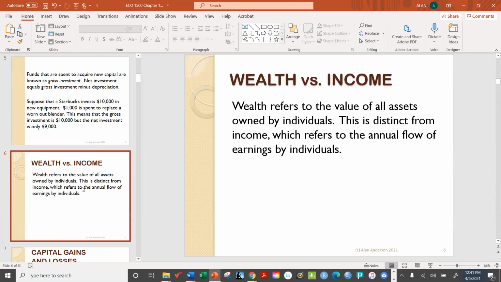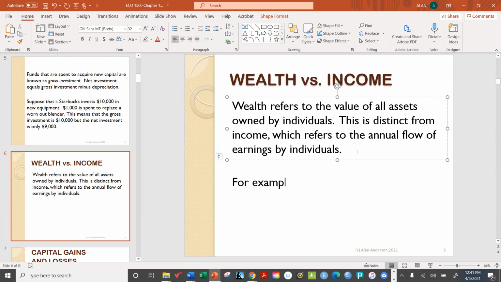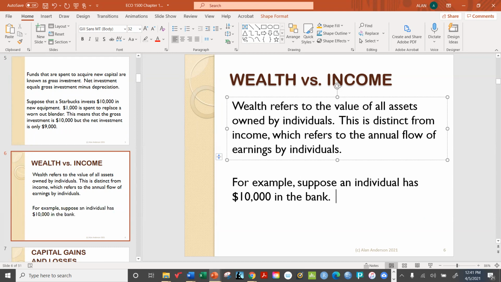All right, now we also have to make an important distinction. This is true in all of economics. It's easy to get confused about the distinction between wealth and income. The way to think about this is that wealth represents how much we have or we own at one point in time. So if right now you look in your bank account and you see that you have, let's say, suppose an individual has $10,000 in the bank. This would be considered part of his or her wealth.